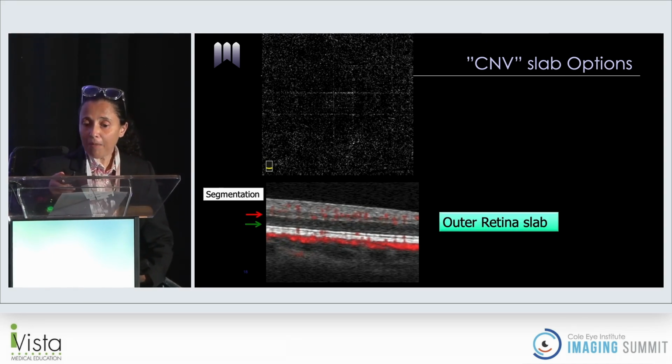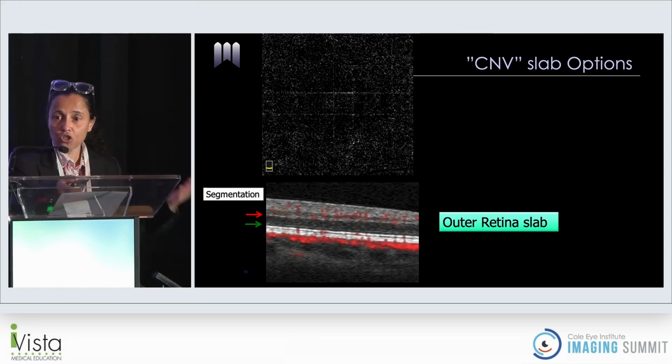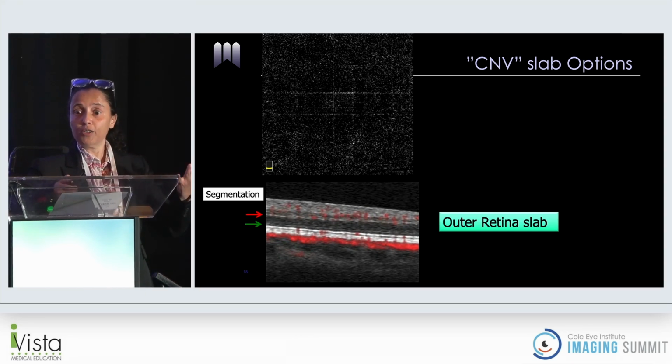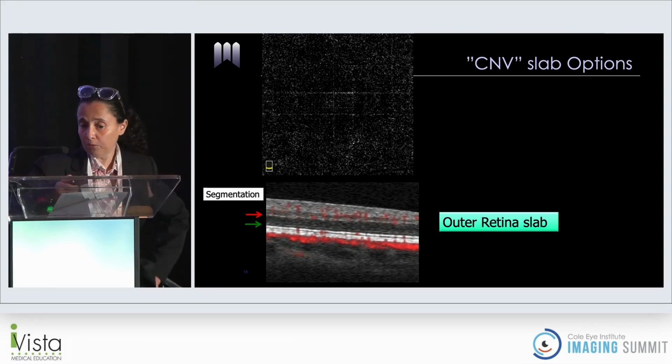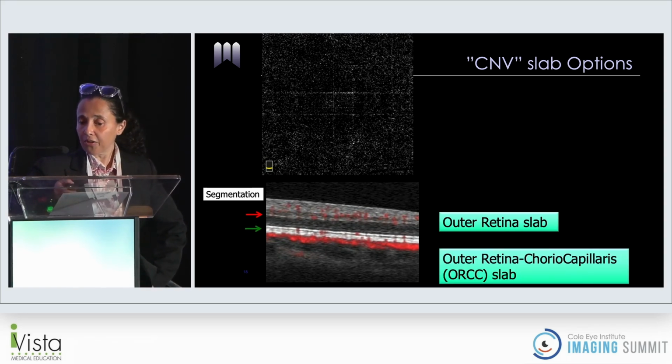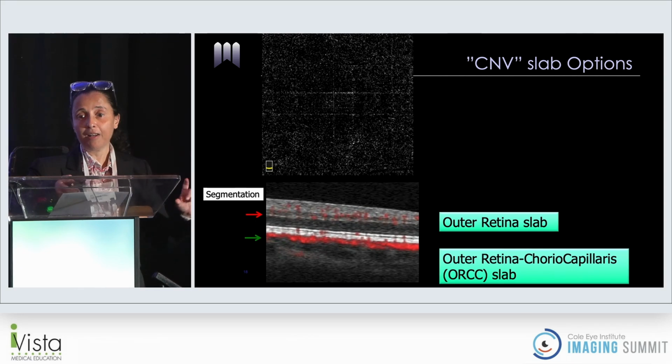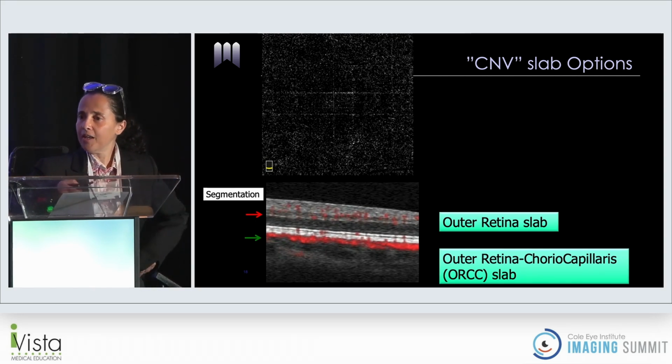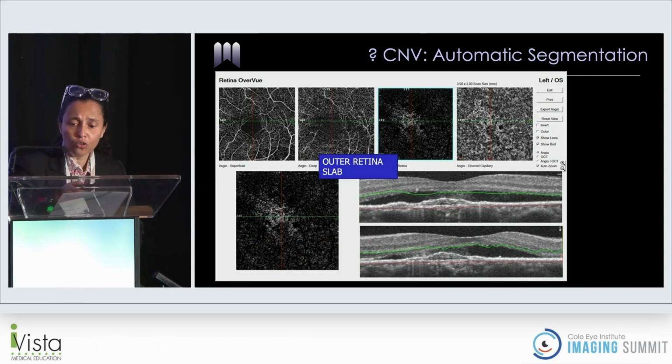So the slab options for looking at the neovascularization are usually outer retinal slabs, so in areas where there shouldn't be flow. So once you see flow in these slabs, it means it's abnormal flow. So in some machines, it's just the outer retina, and other machines include the choroid capillaris as well. So ORCC slab versus outer retinal slab, depending on what manufacturer you're using.